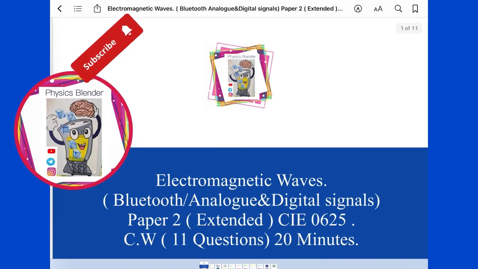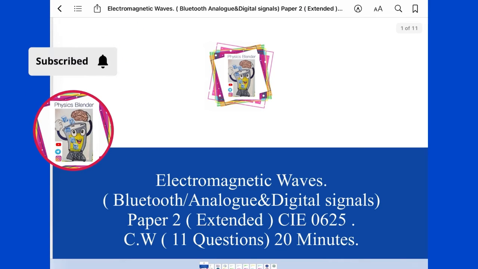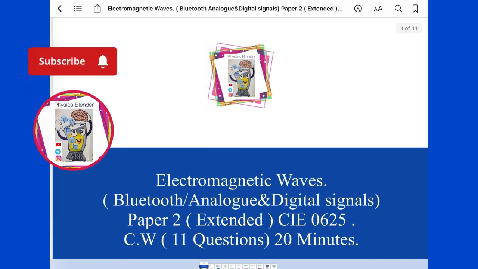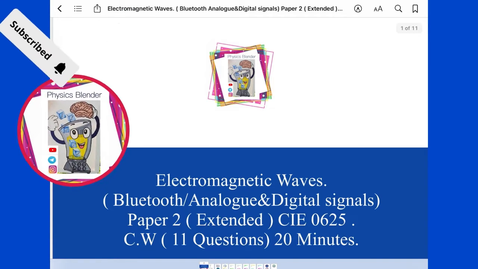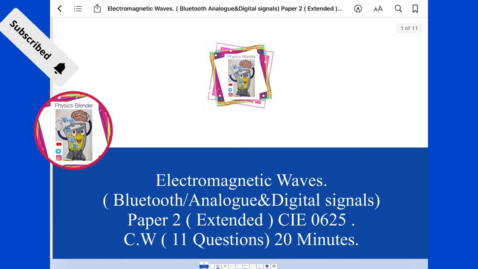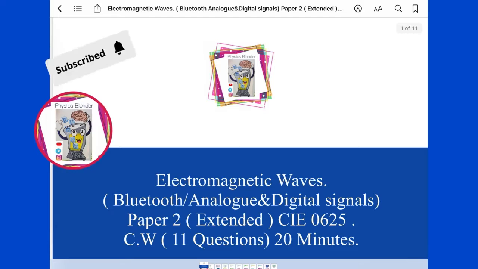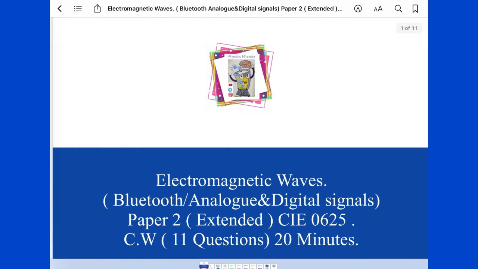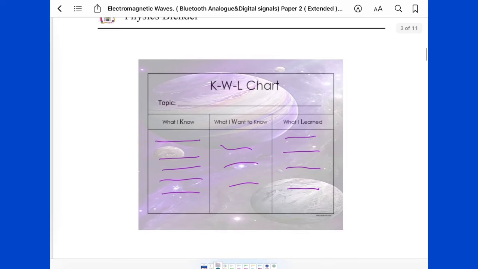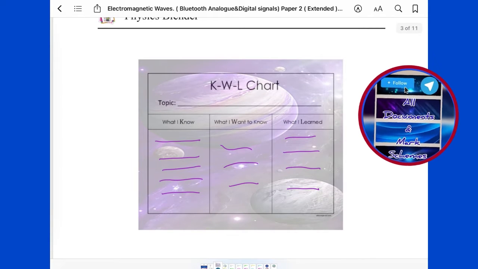Hello everyone, welcome to Physics Blender e-learning platform. Today we have Electromagnetic Waves Paper 2 for extended candidates only. We will discuss important points about communication, technology, and signals. So we will start by KWL chart. You can find this KWL chart if you join the Telegram channel.